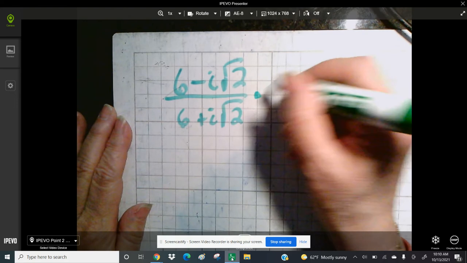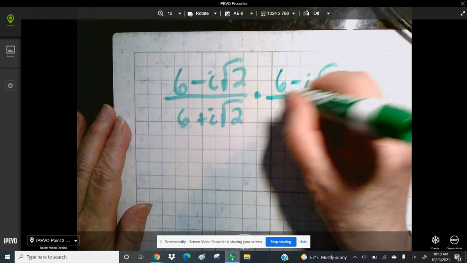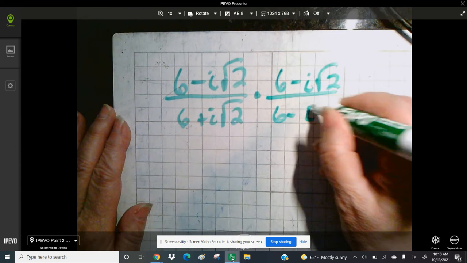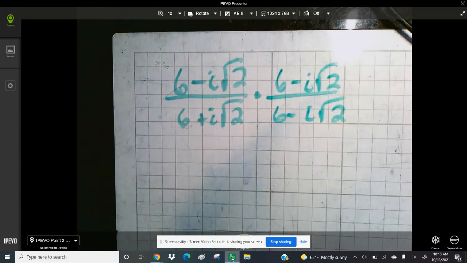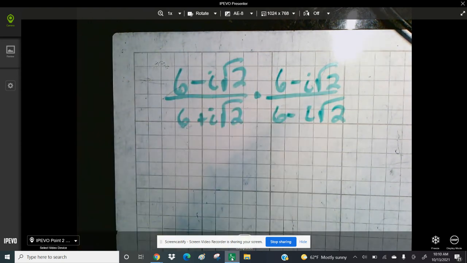So I'm going to multiply by 6 minus i square root of 2 all over 6 minus i square root of 2. Now, the only thing that's really difficult about this one is that the algebra gets a little bit messy, but let's just go ahead and continue. So again, I need to FOIL my numerator.